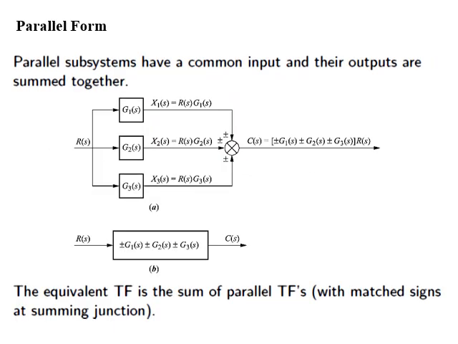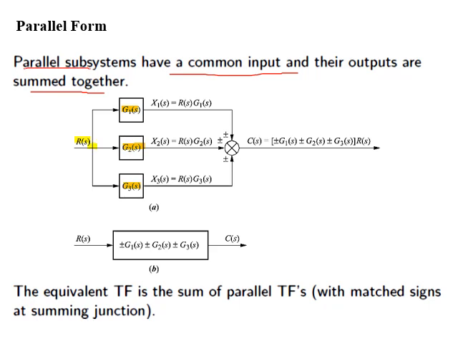Dear students, the second form we will study is parallel form. In parallel form, subsystems have common input and their outputs are summed together. In figure A, three systems are connected in parallel form, which are G1 of S, G2 of S, and G3 of S. All these three systems have common input R of S. For this common input, a pickup point is used.